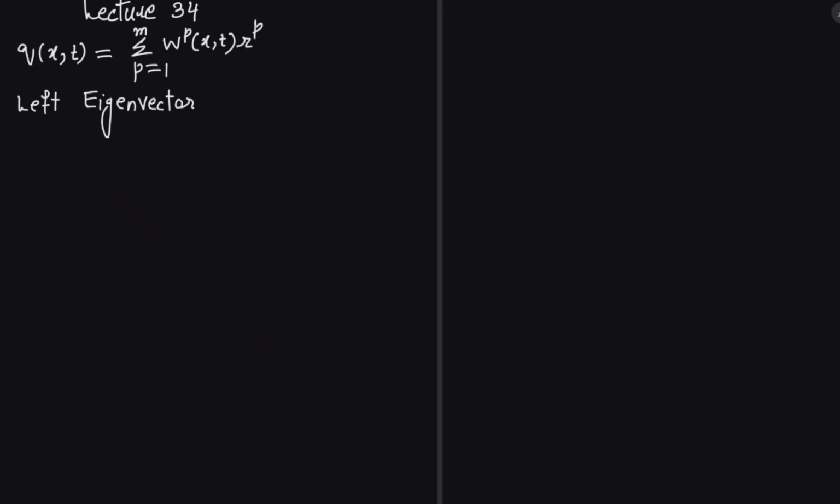In the previous video, we saw that q(x,t) can be written as a linear combination of w and the right eigenvector. Now we can also write q(x,t) in terms of a left eigenvector.